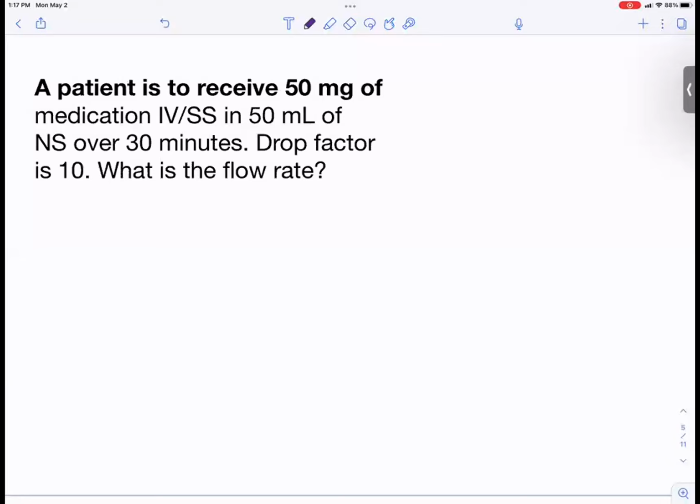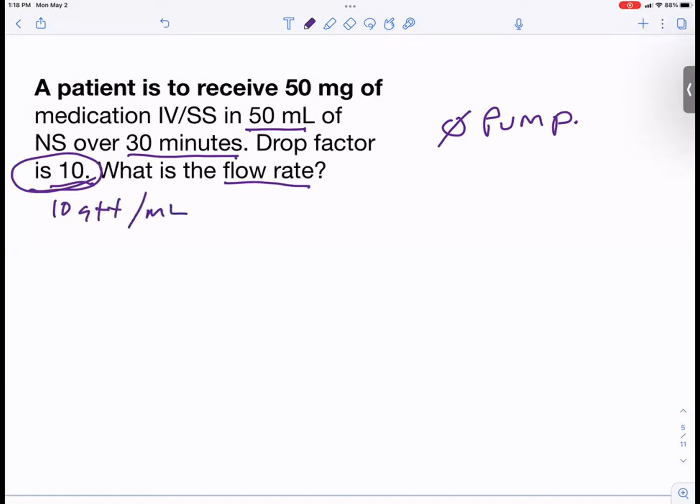And here's one, IV Soluset. Patient is to receive 50 milligrams of a medication, IV Soluset, in 50 milliliters of normal saline over 30 minutes. The drop factor is 10. What is the flow rate? So again, what is missing? There's no pump available. So I have a tubing with a drop factor of 10, and that means there's 10 drops to make a milliliter.